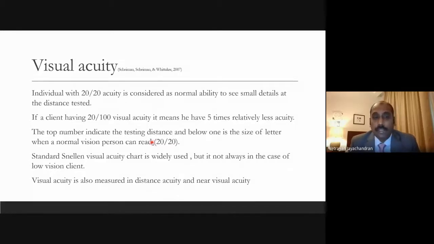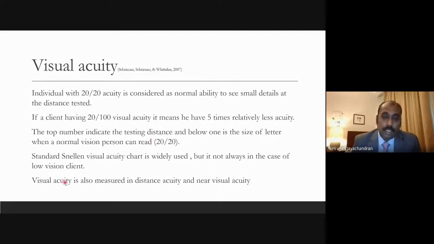Usually we use the Snellen chart for checking visual acuity, but in the case of low vision, it is difficult to use a Snellen chart, because it can detect visual acuity only up to 20 by 200. But a low vision person sometimes has 20 by 400, 20 by 700, or 20 by 2000. It will differ, so we cannot use the Snellen chart at that time. So we have different types of visual acuity charts used especially for low vision clients.